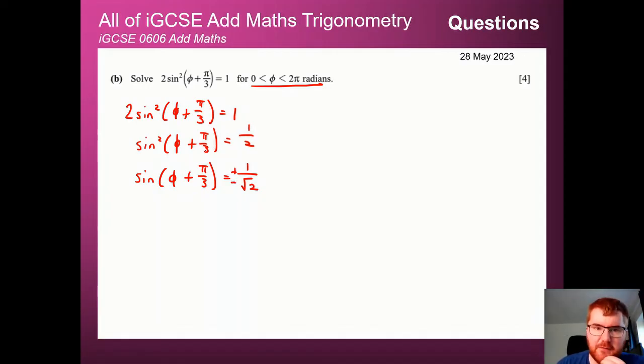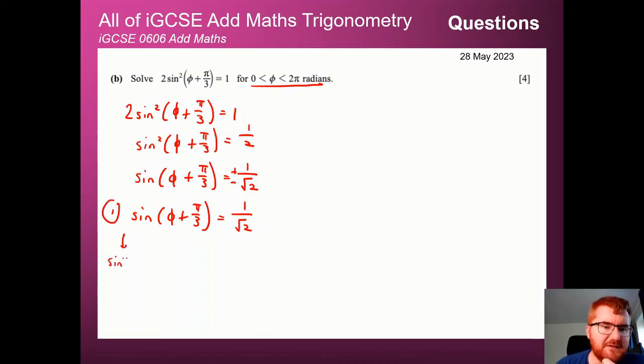Okie doke, and then we want inverse sine of both. So I'm going to treat this in two separate scenarios here. So we've got sine of phi plus pi over 3. We'll start with the positive one, so 1 over root 2. And we want between 0 and 2 pi radians. So we want the inverse sine of both sides.